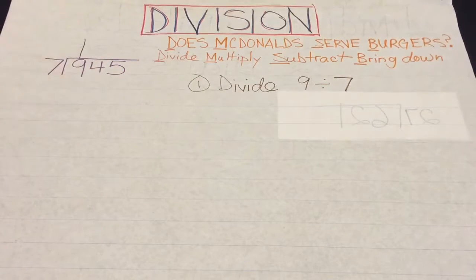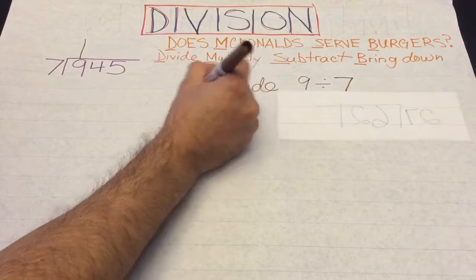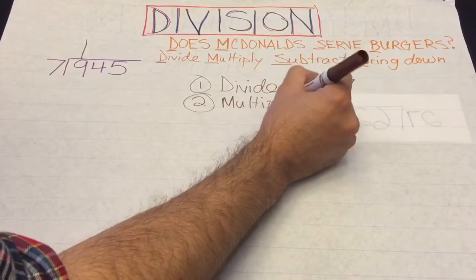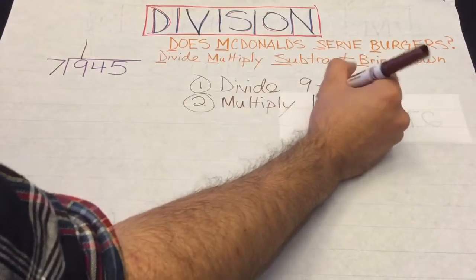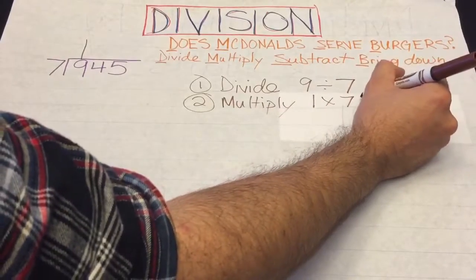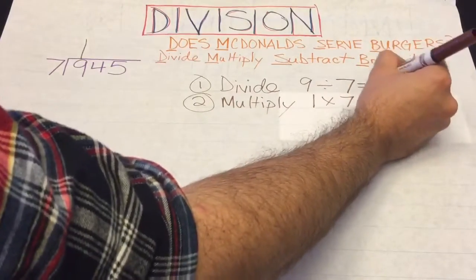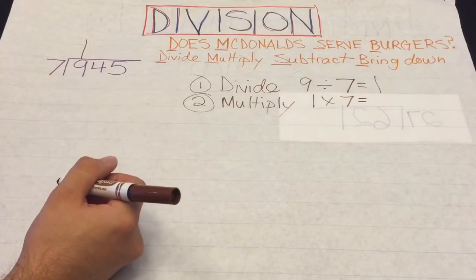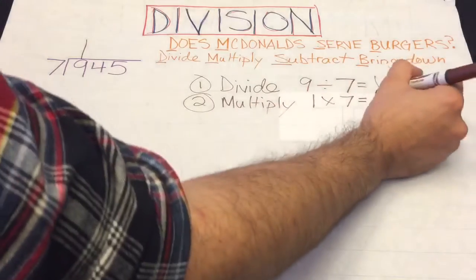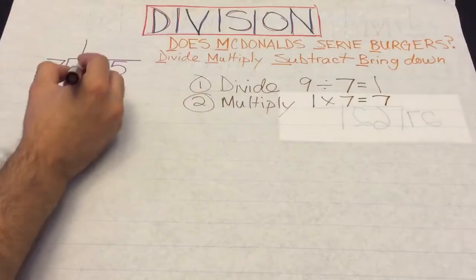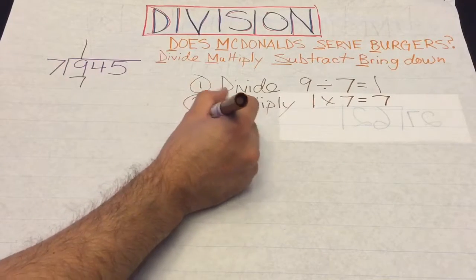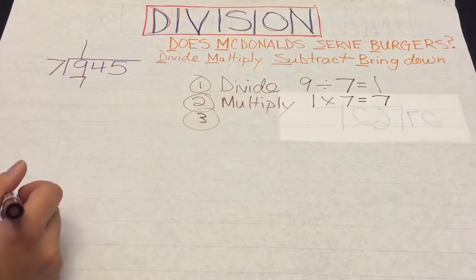1 times 7 is going to be the next step that we do, which is multiply. So we're going to multiply 1 times 7, which equals, oh, we didn't write the 9 divided by 7 equals 1. We'll put the 1 over here. 1 times 7 equals 7. So we bring our 7 right below the 9. And then our next step is subtract.